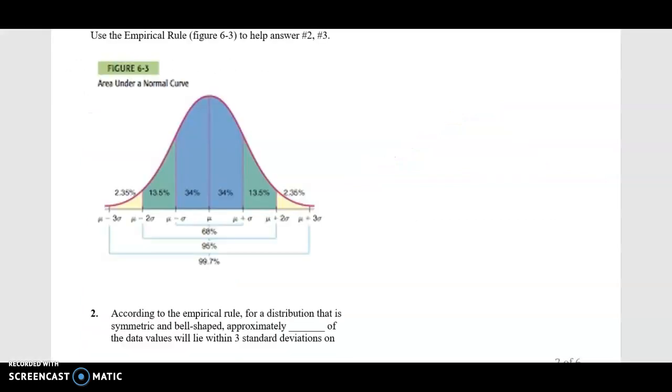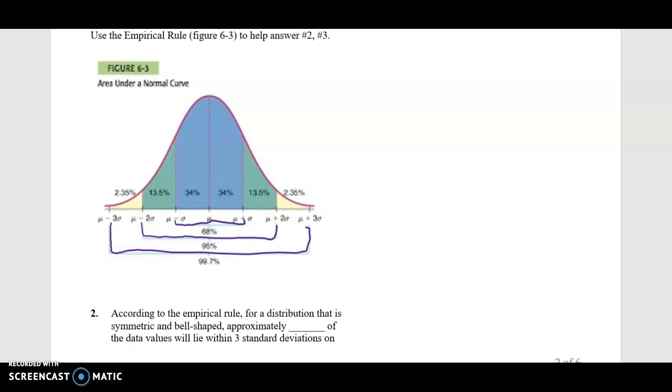For the second example, we're reviewing the empirical rule. Remember, the empirical rule says that 68% of your data fall within one standard deviation of your mean. For normal data, 95% of your data fall within two standard deviations of your mean. And for normal data, 99.7% of your data fall within three standard deviations of the mean.